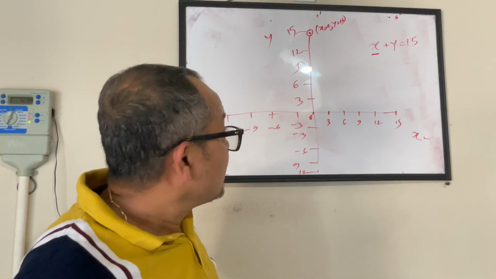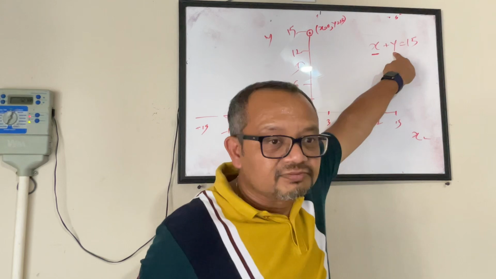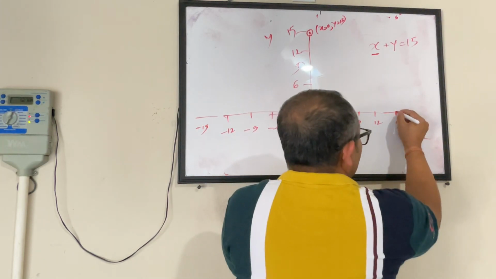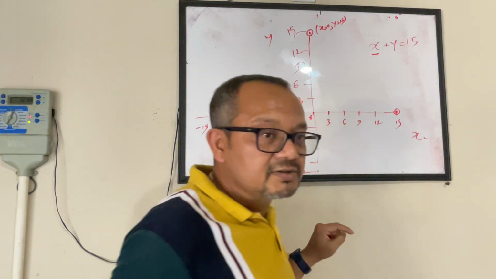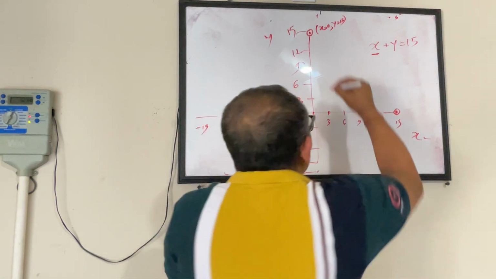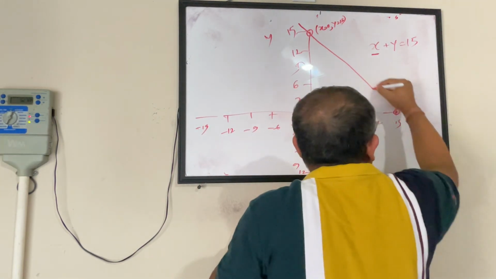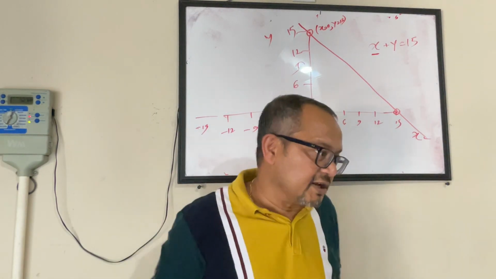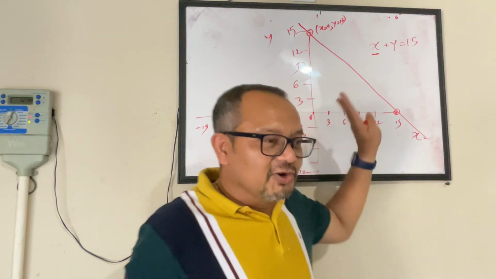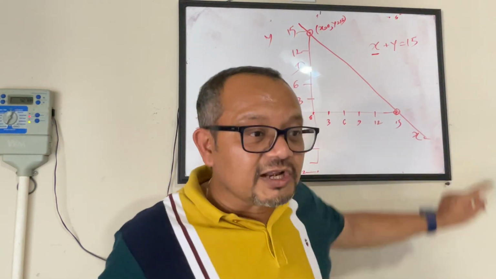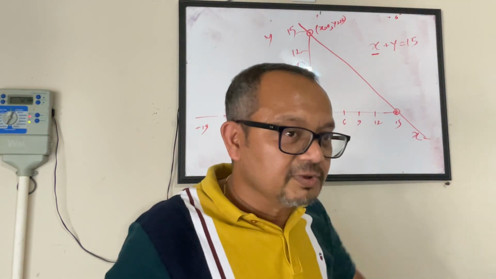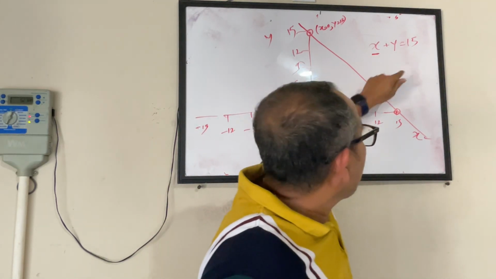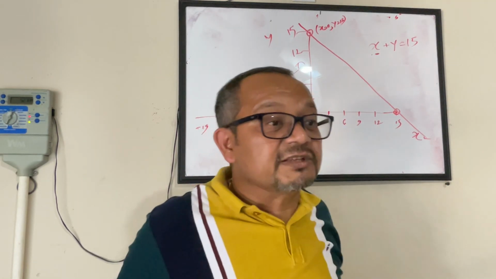Now, second point, let's say when y is 0, then x will be 15. This becomes my second point. Now we have to connect. Just join these 2 points. It's just a line. So, when you join the 2 points, you got a line. Simple, Thanu. Everybody? I had an equation like this. I picked up a value of x as 0 because that was my choice.